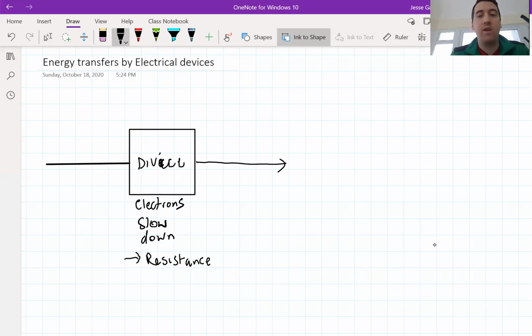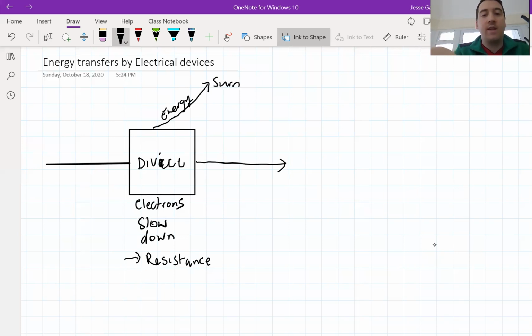at all. Electrons will only flow in a circuit if it's a complete loop. So they have to be able to pass through the device and keep going. But they do get slowed down in the device. This is called a resistance. And when they get slowed down, they don't have as much energy anymore.